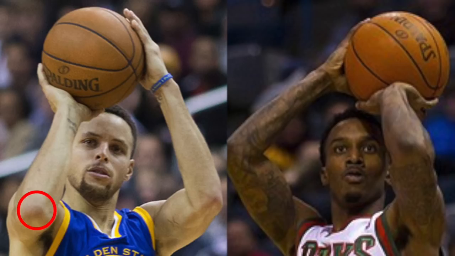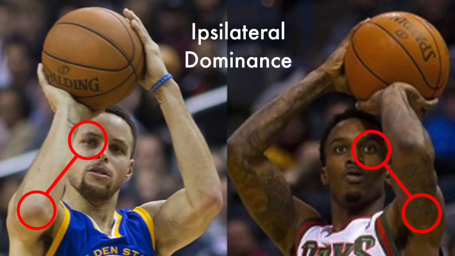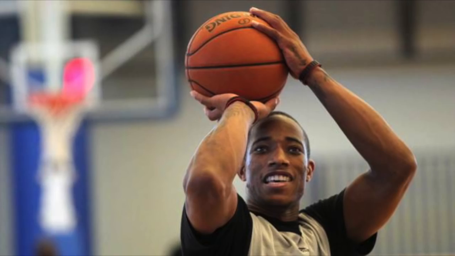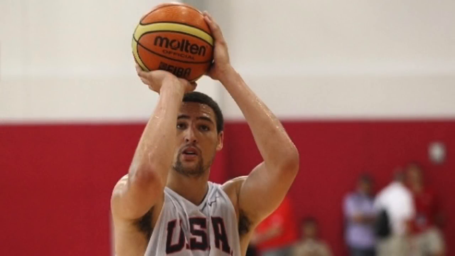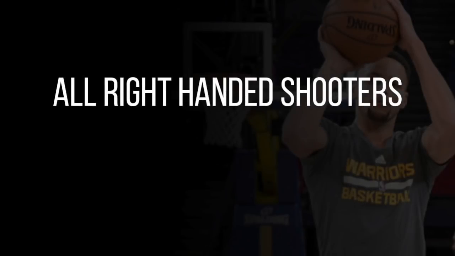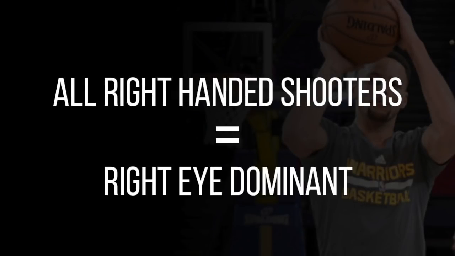Now, when a right-handed shooter is also right-eye dominant, or when a left-handed shooter is also left-eye dominant, this is called ipsilateral dominance, or same-side dominance. And this is the conventional shooting form that's taught. But the conventional shooting form for a right-handed shooter to bring the ball up their right side in line with their right eye is taught with the assumption that all right-handed shooters are also right-eye dominant.